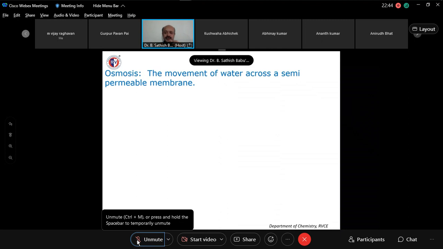During this process, some pressure is exerted on the semi-permeable membrane, which is called osmotic pressure. If you apply pressure more than this osmotic pressure on the higher concentration side, then the movement of water molecules will be reversed. That is, they start moving from the higher concentration side to the lower concentration side. That is called reverse osmosis.